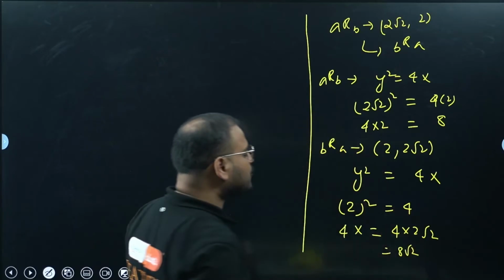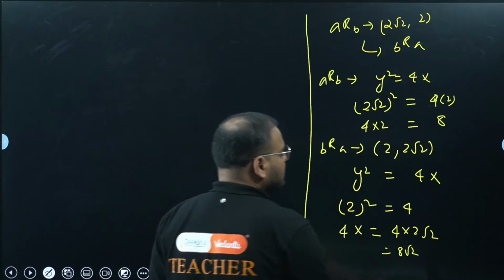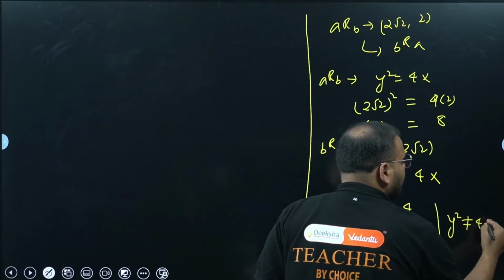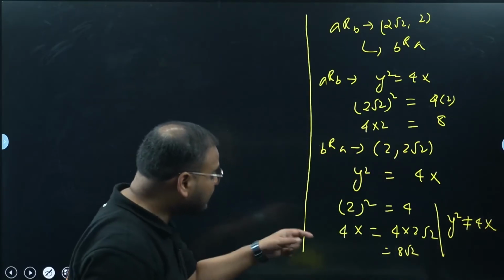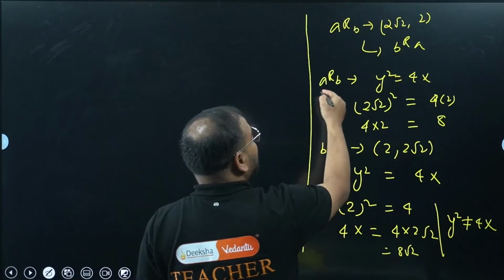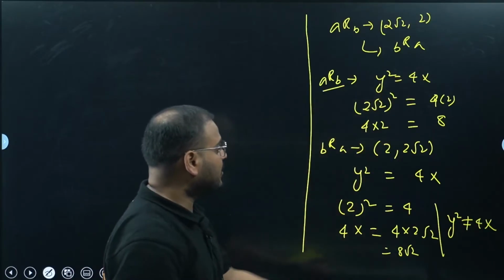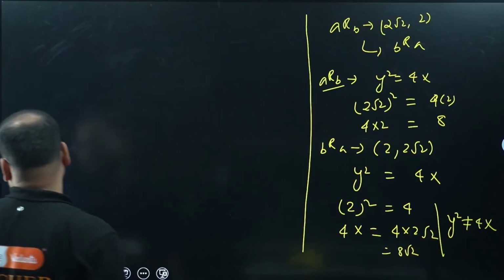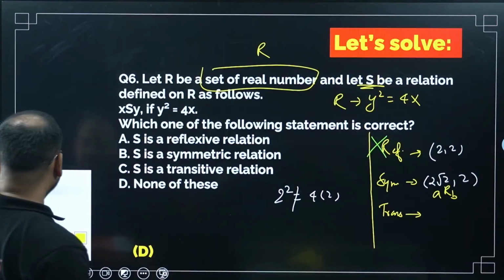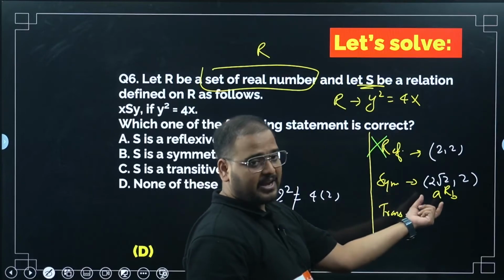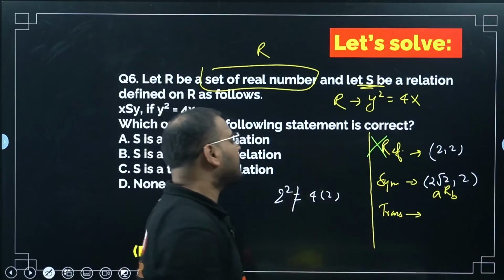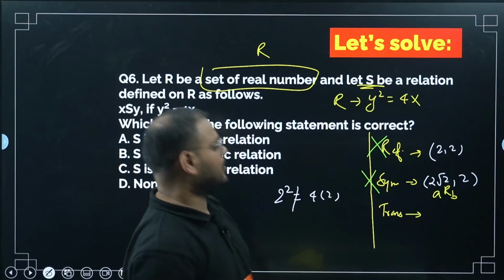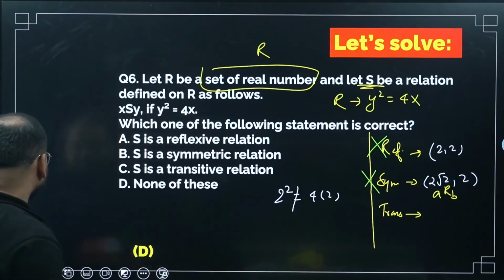Is 8 root 2 equal to 4? No, sir. So for this condition, y square is not equal to 4x. ARB said y square equals 4x, but over here I proved that it is not equal. It means symmetric is not possible, sir, because if you take ARB to be true, BRA is not coming true. So symmetric is not possible. Let's check transitive.